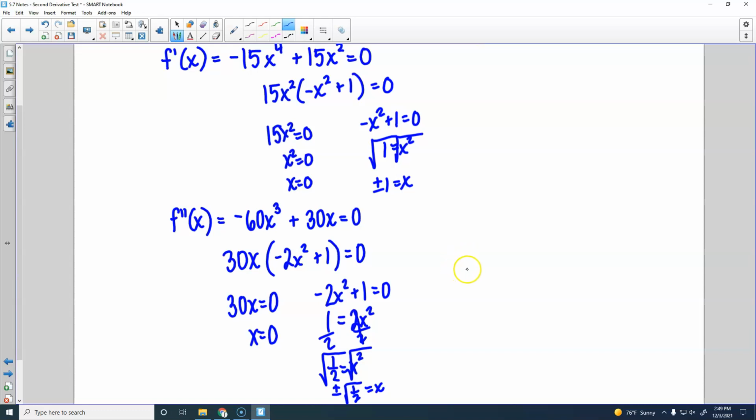So let's make a sine line with our second derivative. When you make a sine line, it's best to label it so we know it's f double prime of x. So I'd have -1 over root 2, I got 0, and I got 1 over root 2.